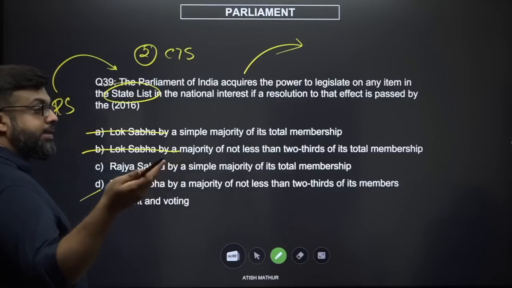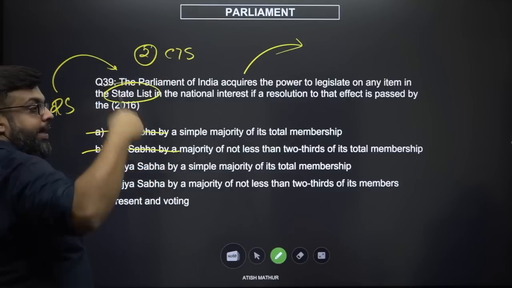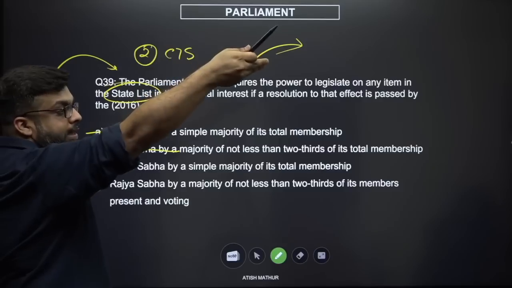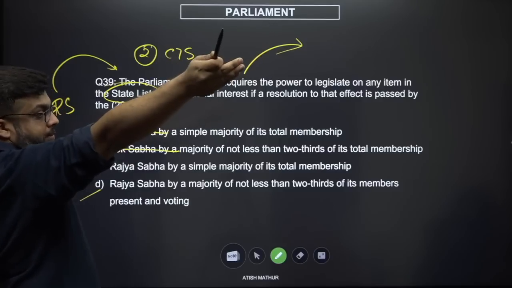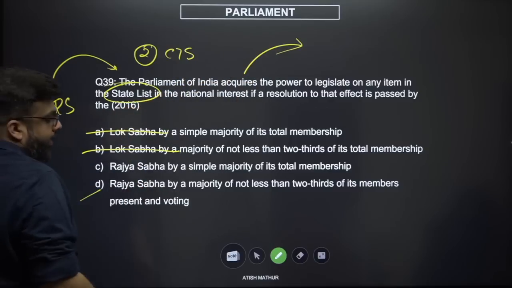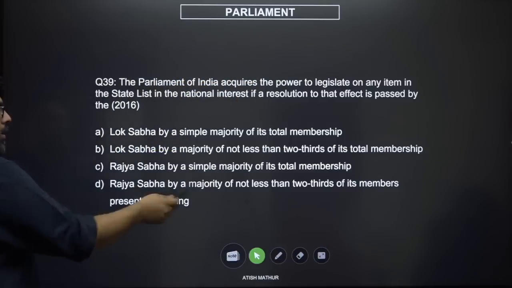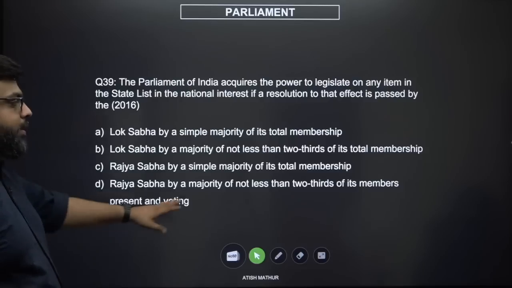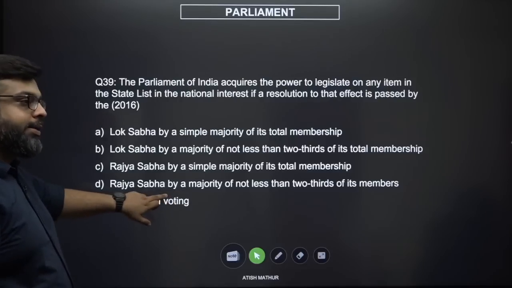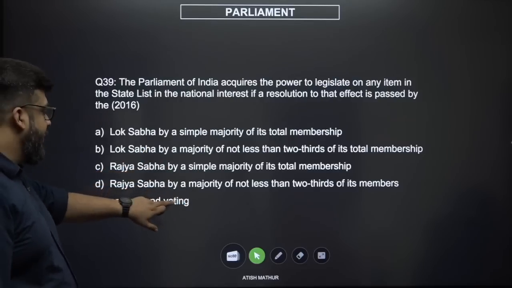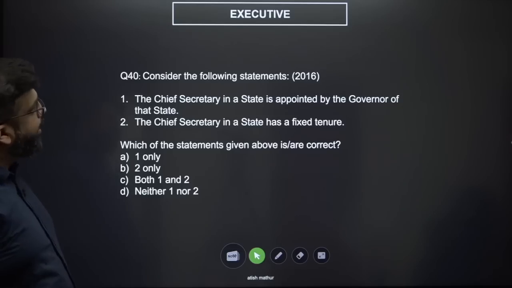However, if the states are requesting, then they are themselves transferring legislative power, that would require simple majority. Here you would require special majority because the Rajya Sabha is doing so. So by special majority of 2/3 present and voting, and more than half of the total members. So D.